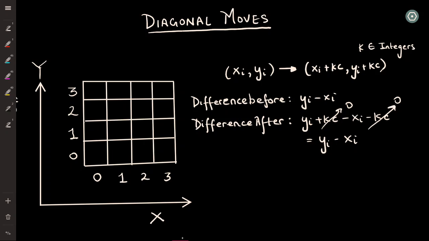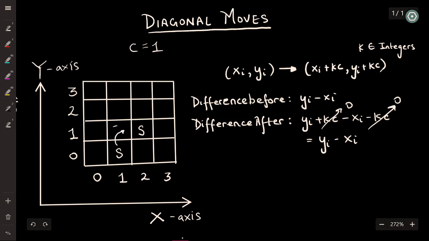So we define a diagonal move as follows. Suppose this is a grid, this is the x-axis and this is the y-axis, and we're given a chessboard. We're currently starting here. This is our starting point. Let's do this move with c equal to 1 and let's move up. So we move here. What we did basically is we moved +1 in the ordinate, and in the abscissa we also moved +1.